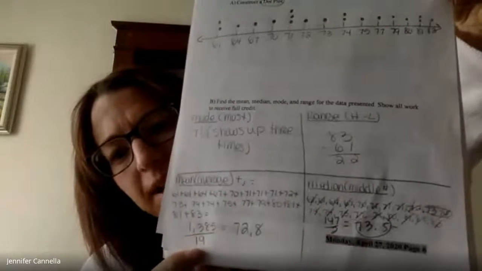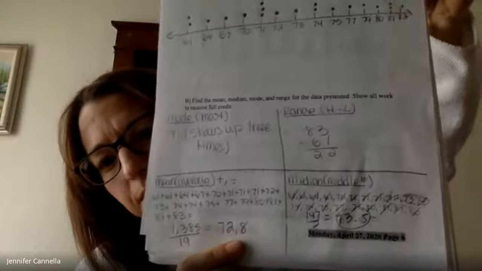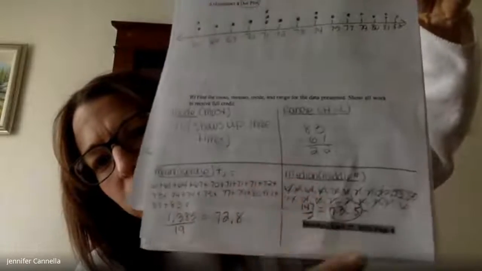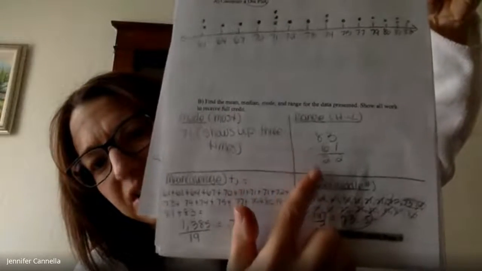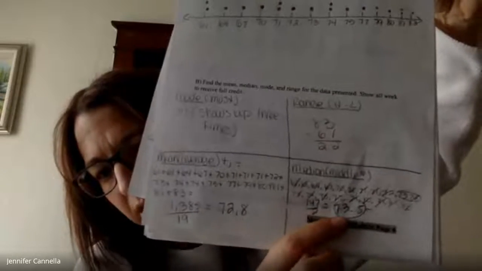72.8. Okay, I'm going to present the work, and then we're going to move on to the next page if you got it all right. So the sum was 1,385, divided by 19. We get 72.8. 71 is the mode. The range, somebody asked, was 83 minus 61, highest from lowest, is 22. And the median was 73.5.